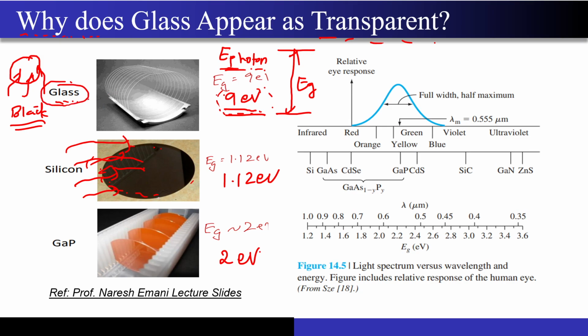And I hope the reason is clear to you, that you can relate it with the energy band gap. And this is the graph that I have taken from Donald Neamen. This just shows you the visible spectra, and it mentions the different semiconductor materials and their band gaps.